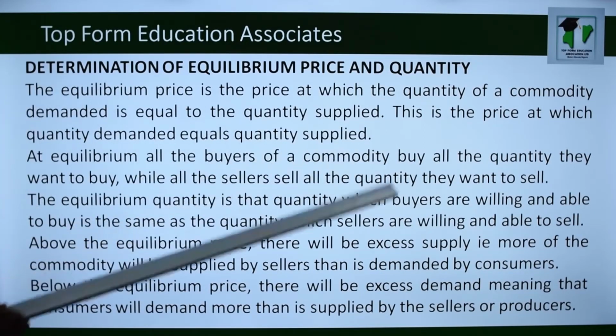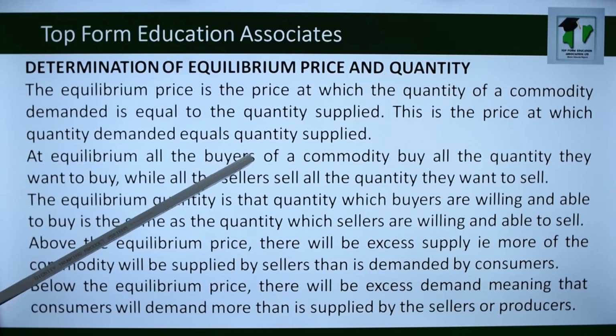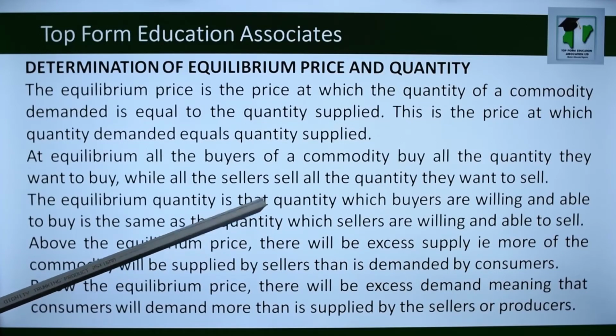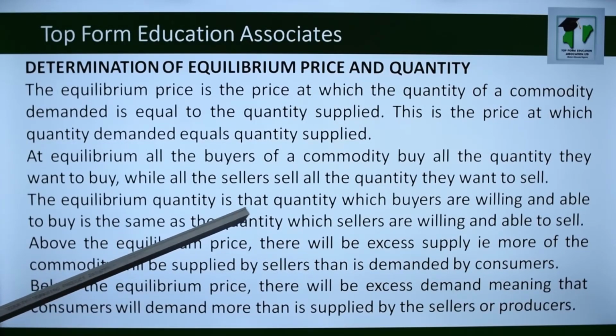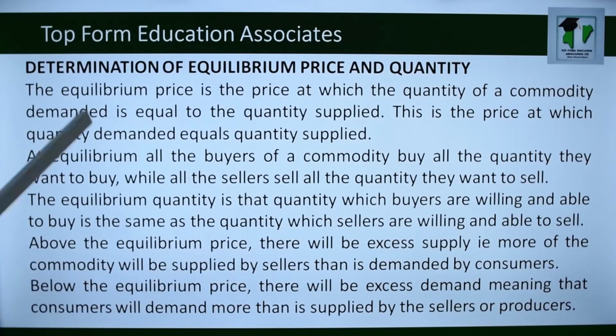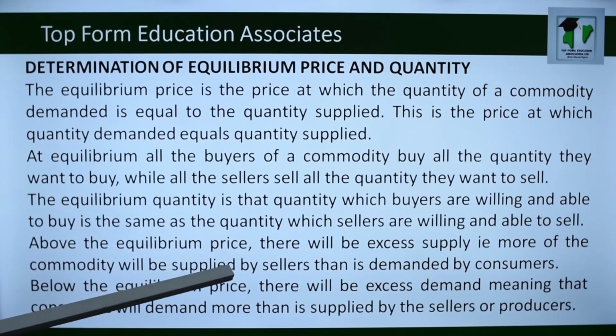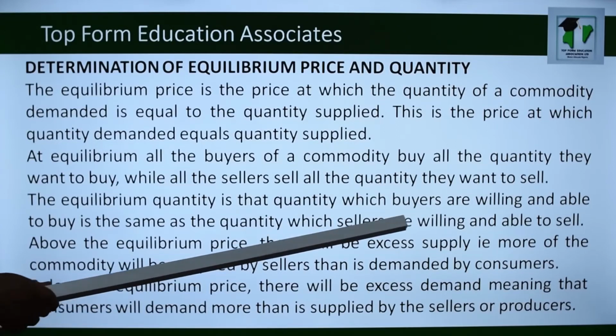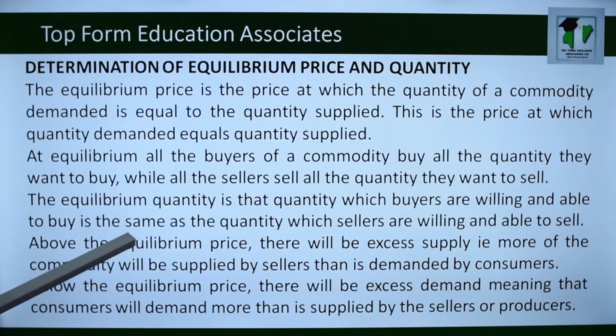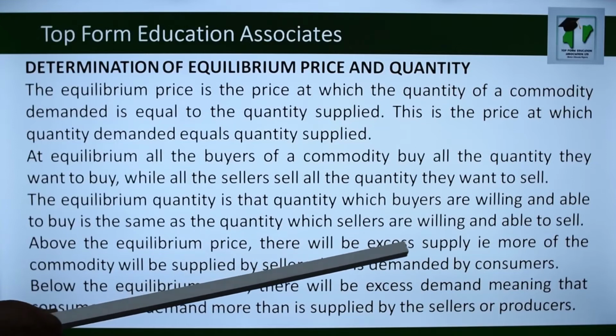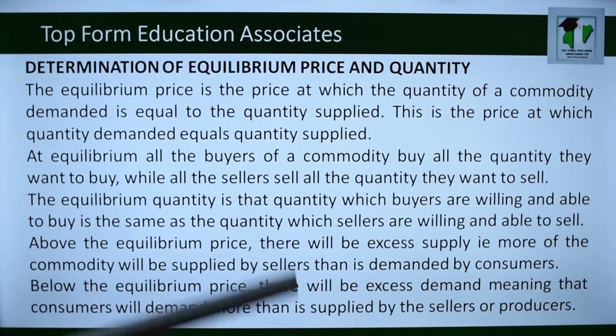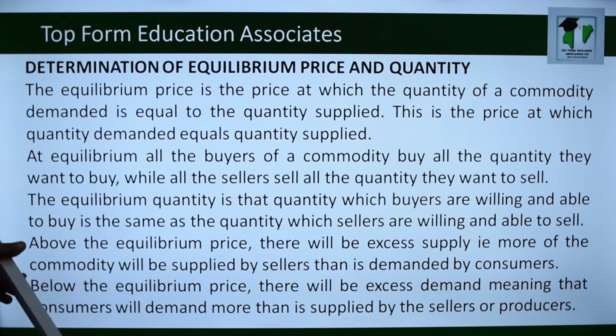So this is the price at which quantity demanded equals quantity supplied. At equilibrium, all the buyers of a commodity buy all the quantity they want to buy, while all the sellers sell all the quantity they wanted to sell. The equilibrium quantity is that quantity which buyers are willing and able to buy is the same as the quantity which sellers are willing and able to sell. So when the quantity the buyers are willing to buy is equal to the quantity sellers are willing to sell, we call that equilibrium quantity.